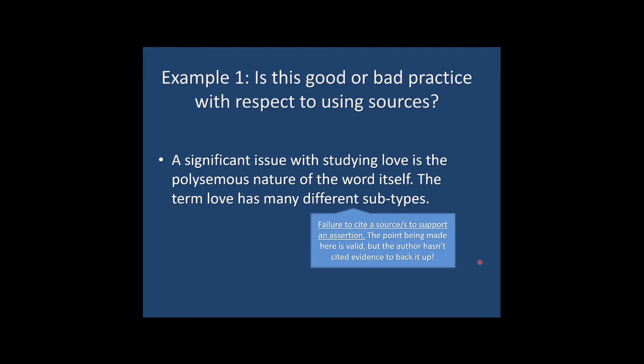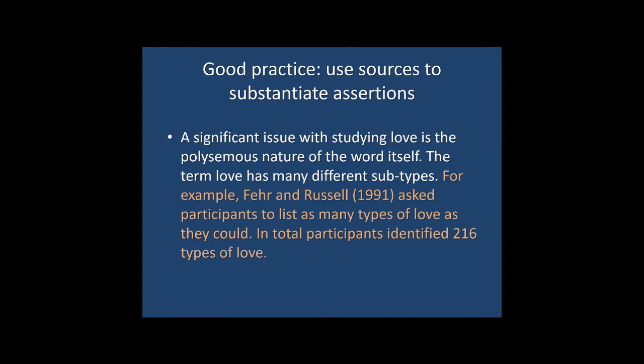In those situations, generally speaking, you should be using a source to back up that factual statement or assertion. So let's consider what might be done to improve the previous example of text. If you have a look at the text that appears on the screen now, you can see that the author has made the same assertion, which appears in white font. But this time they've supplemented that assertion with a source, which appears in orange font, that substantiates the assertion they've made. So this constitutes an example of good practice when it comes to using sources.